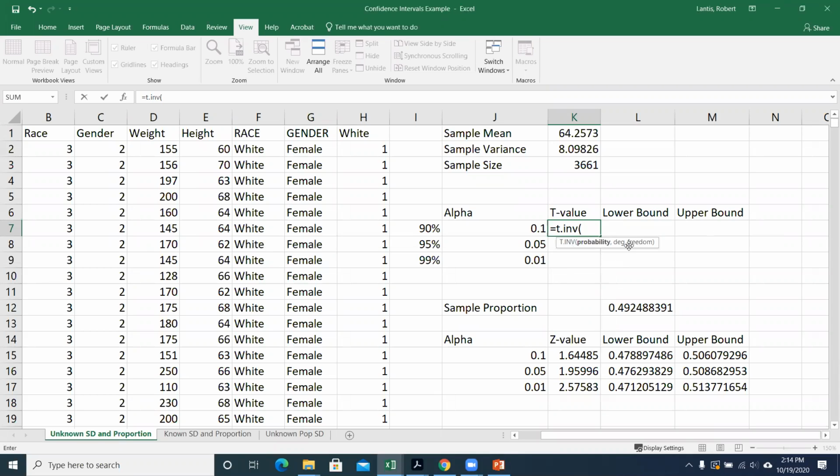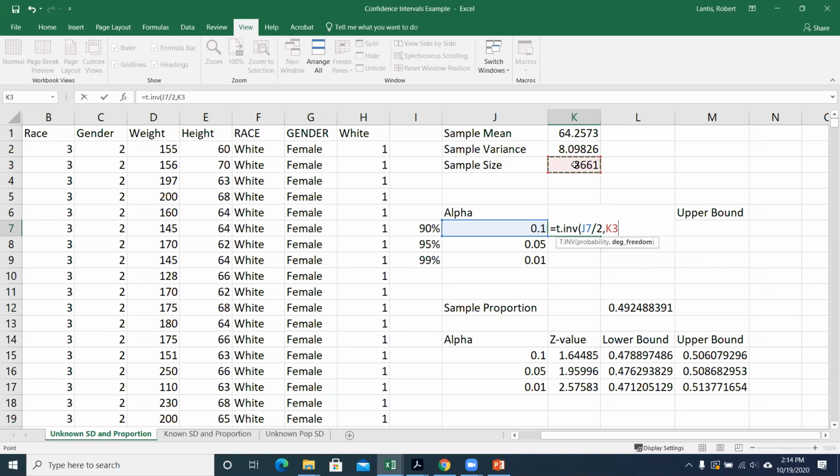So what area do I want in each tail? Alpha divided by 2. What's my degrees of freedom? So comma, tell it the degrees of freedom. Because remember, there's several student t distributions, and I need to tell Excel which one to use.